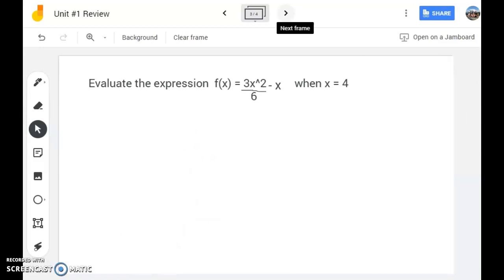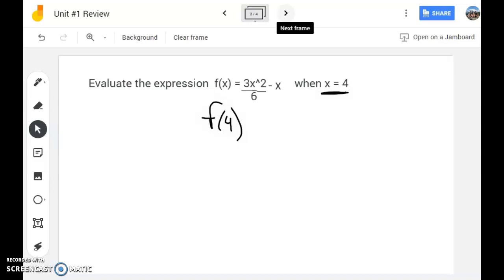And you're going to see maybe some of these on the quiz today where you have to evaluate the expression, but the expression is a function, okay? So we're evaluating this function for when x equals 4. What that means is take 4 and substitute it wherever you see x.